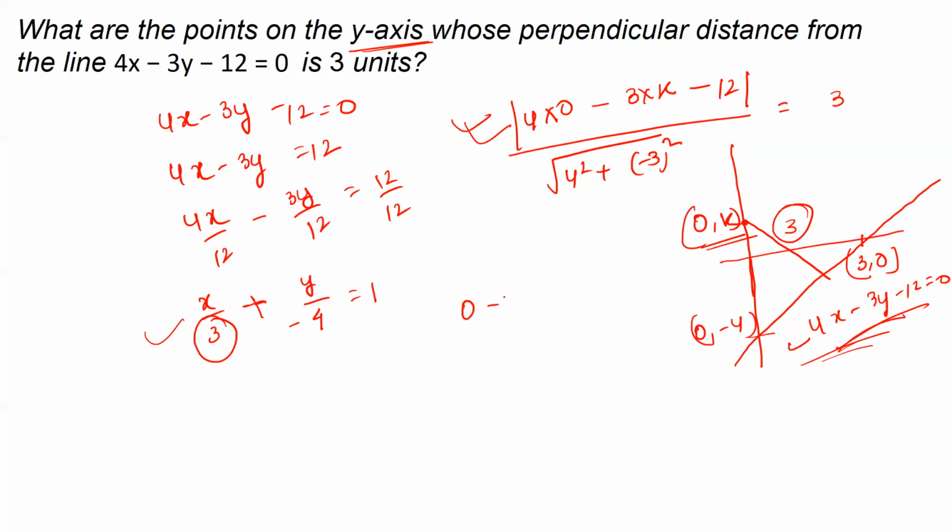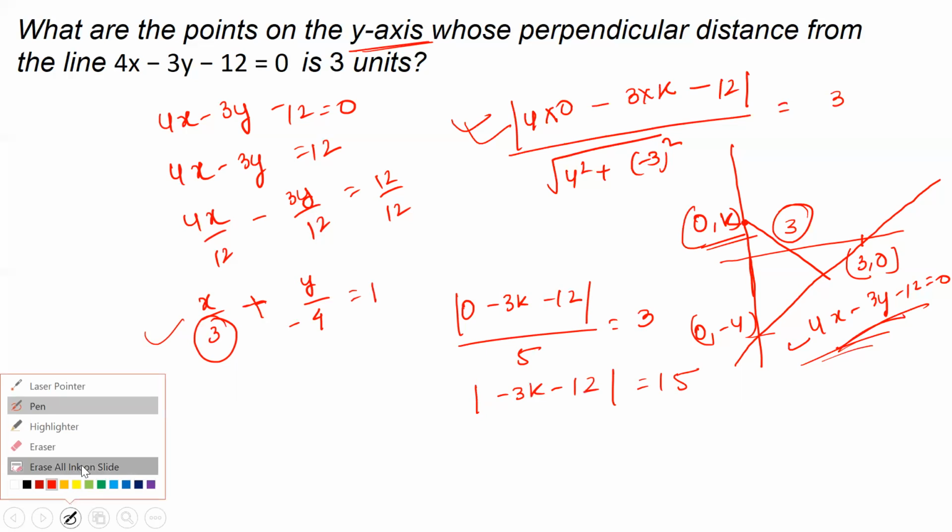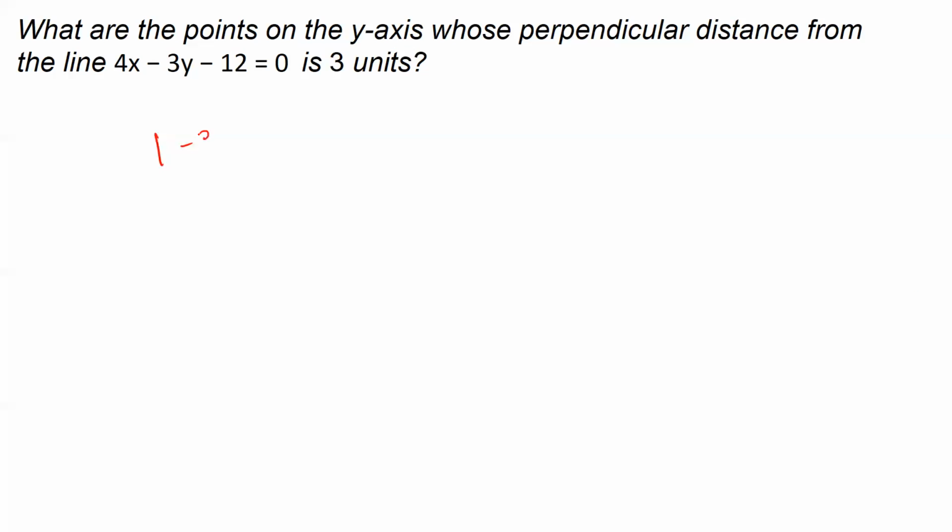We get |0 minus 3k minus 12| divided by, again, root over 25. It will turn out to be 5. You can verify, we have been doing this in the previous two questions, the same thing, is equal to 3. So we have modulus of minus 3k minus 12 is equal to 15. Okay, let me clean up the things. Minus 3k minus 12. So we have finally modulus of minus 3k minus 12 is equal to 15.